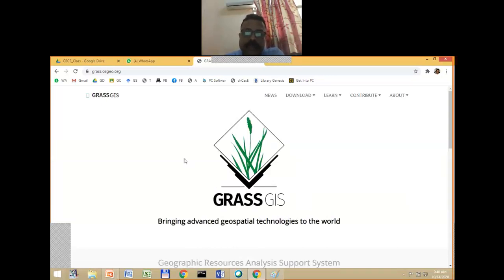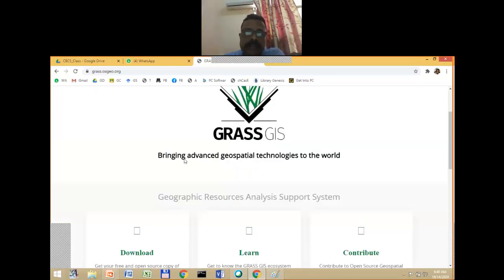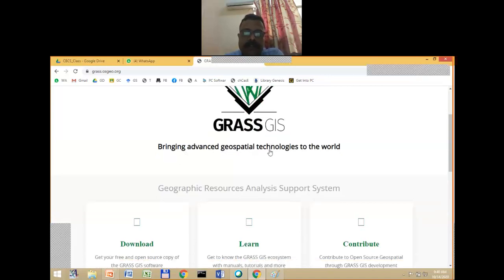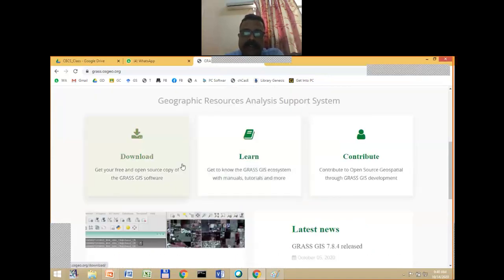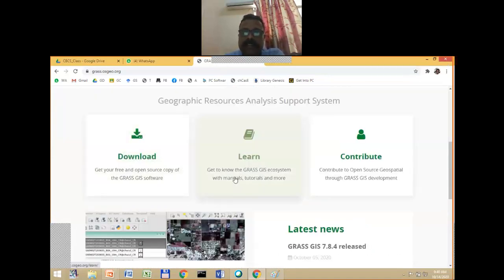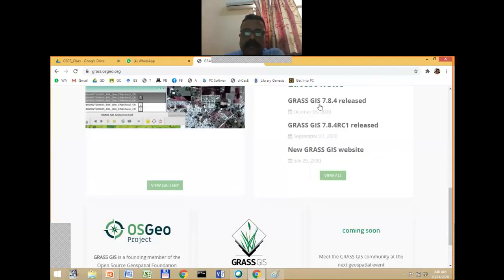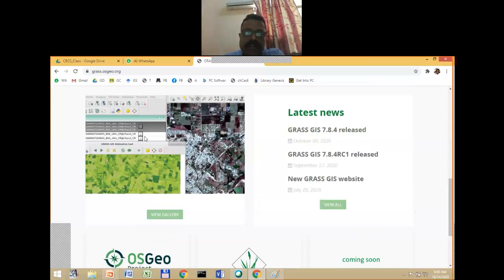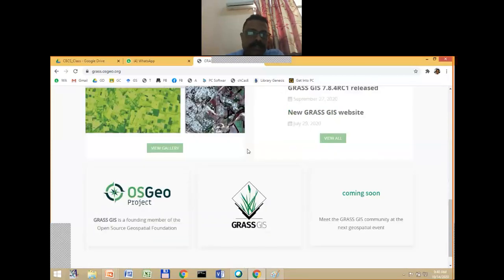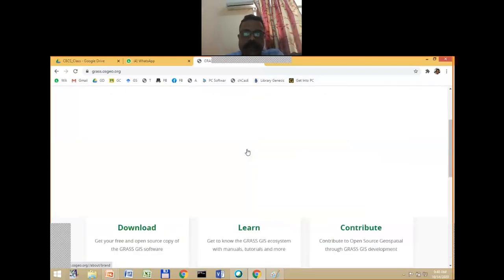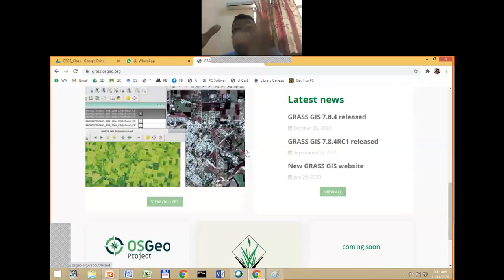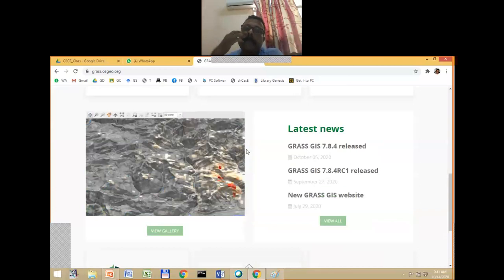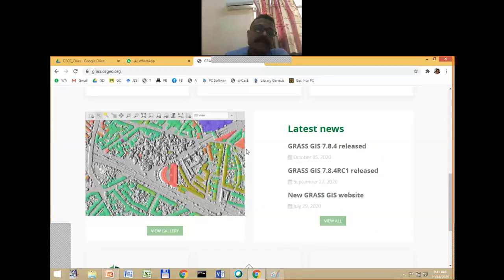It has applications for Linux, Windows, and Apple computers. So this is the latest release, GRASS GIS 7.8.4. Okay, so you can see that using GRASS GIS, you can do all those things that a GIS should be able to do. That means capture, not only capture, but manipulate, analyze, and display information.